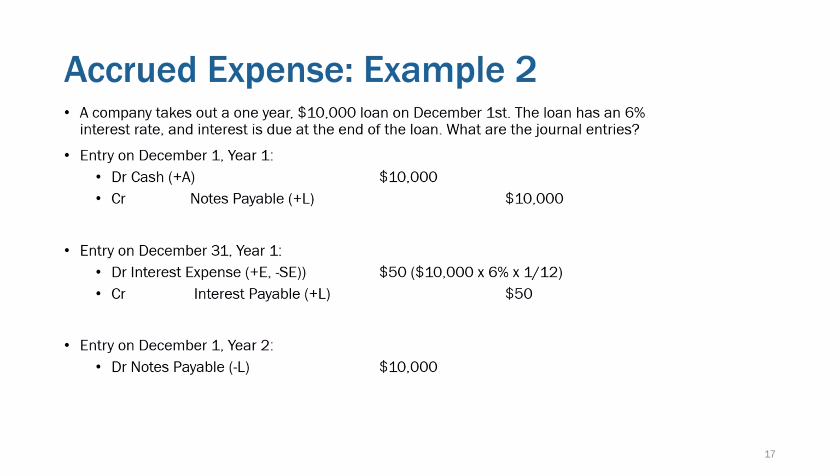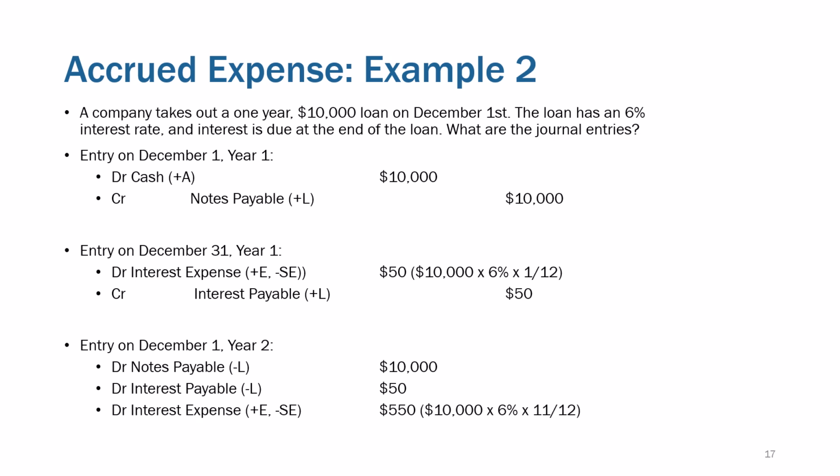We get rid of the notes payable by debiting them. Most folks are okay with that. We get rid of that interest payable because we're going to pay it off. But then what happens is we have more interest expense because that $10,000 loan at a 6% interest rate was outstanding for 11 months in that second year, $550. The total cash is $10,600.